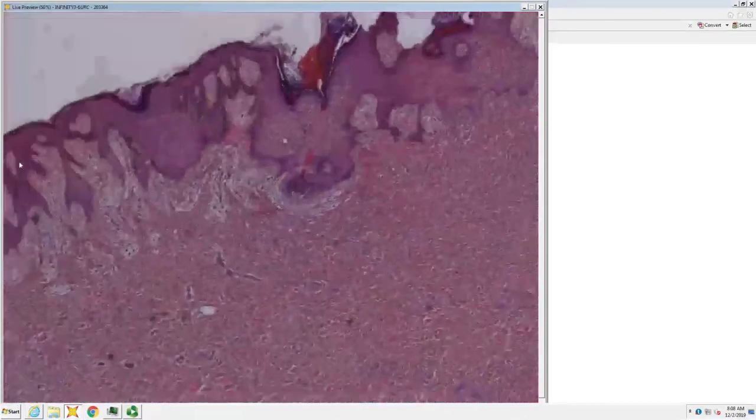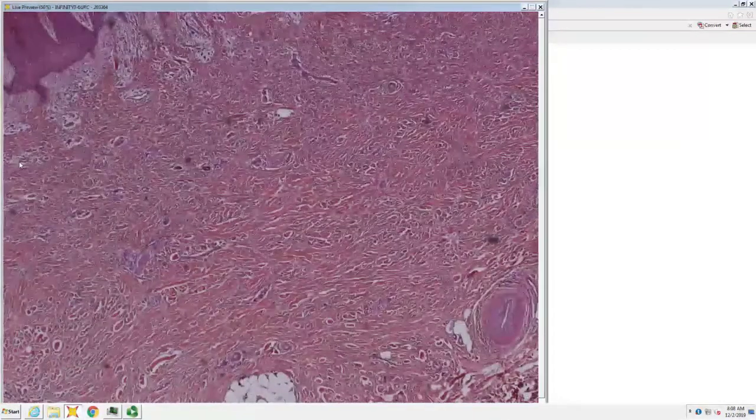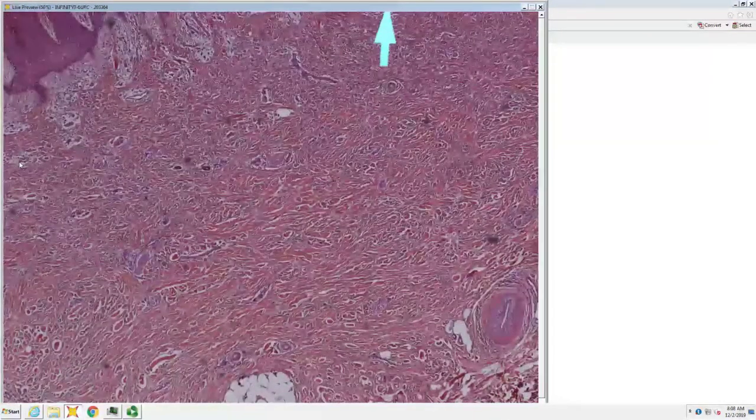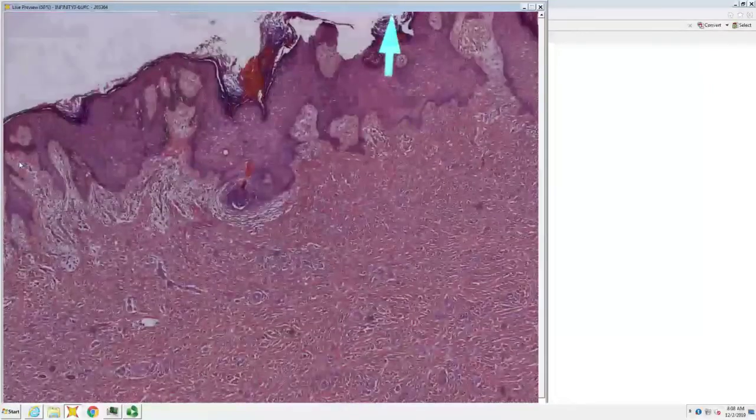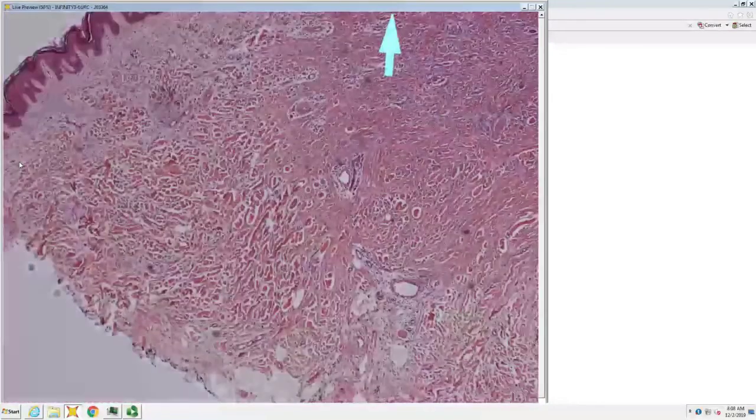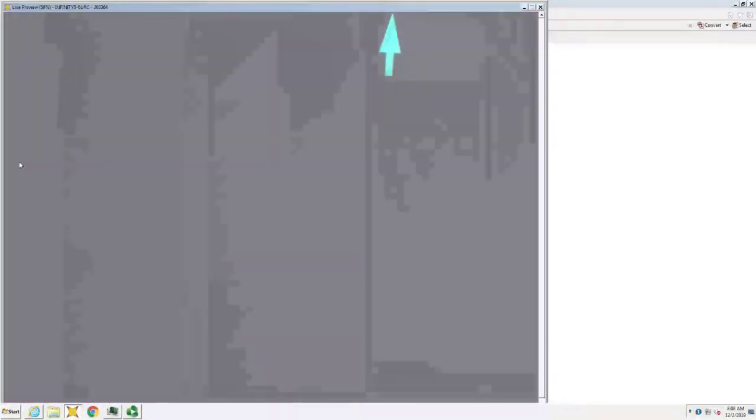Okay, how about this? DF, acanthosis, follicular induction. Let's go up to see the follicular induction. Collagen balls at the periphery. Dermatofibroma.